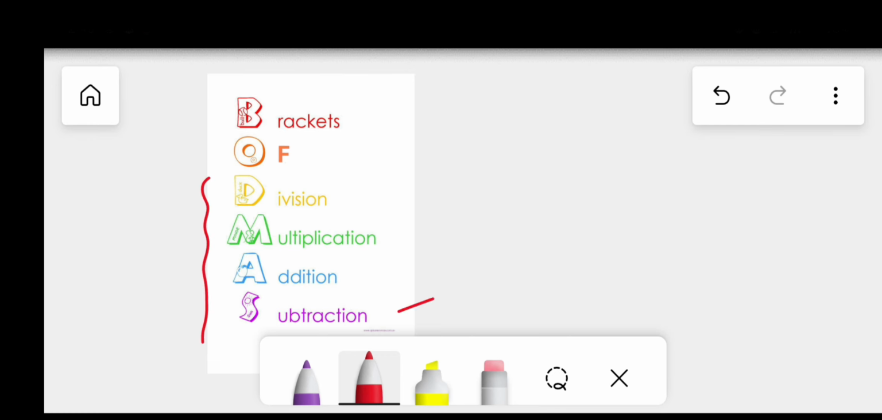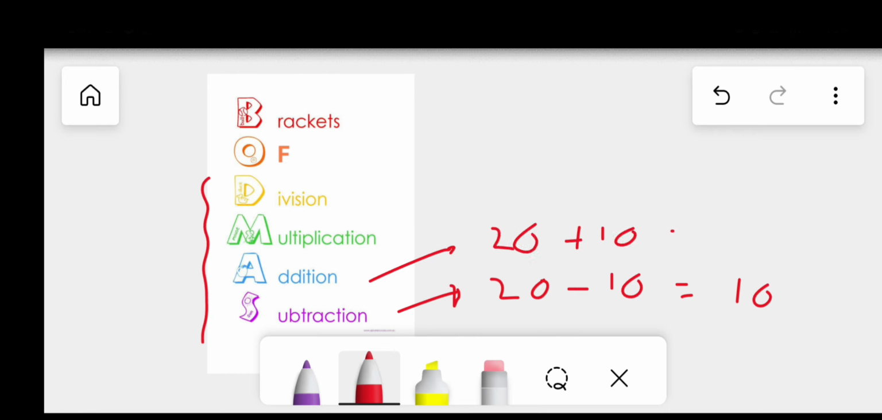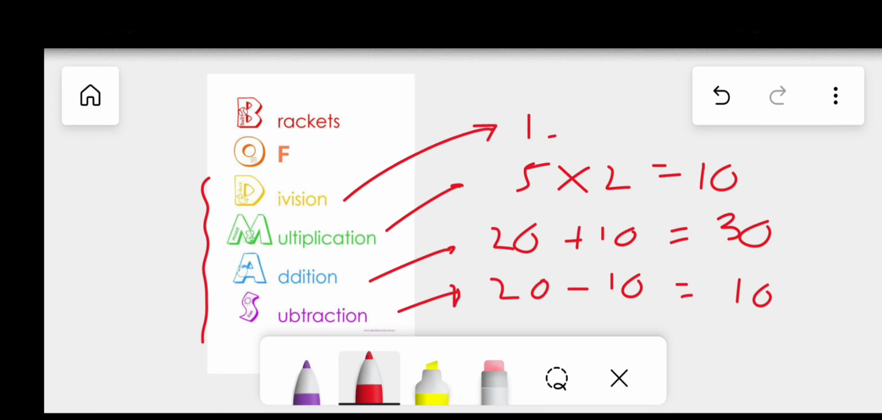At first, I hope these four operations, which are division, multiplication, addition, and subtraction, are well known to us. Subtraction, let's say 20 minus 10, we have 10. Similarly, for addition, if we add 20 with 10, we will get 30. These are all basic mathematical operations which we are well aware of. When 5 is multiplied with 2, we will get 10. When it comes to division, if we divide 10 by 5, we will get what? 2.